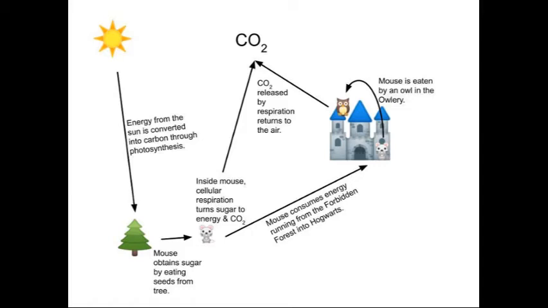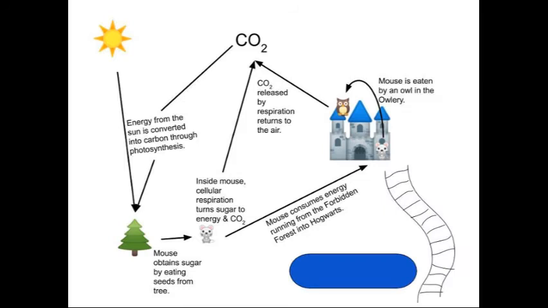Now, both the mouse and the owl, when they are consuming that sugar to make energy, are releasing carbon dioxide through respiration, which is going to return back into the air as free carbon dioxide. And that free carbon dioxide, of course, is now available to get reabsorbed by plants and used to make more sugar, closing the loop there. I've added in just a few more scenery details here.